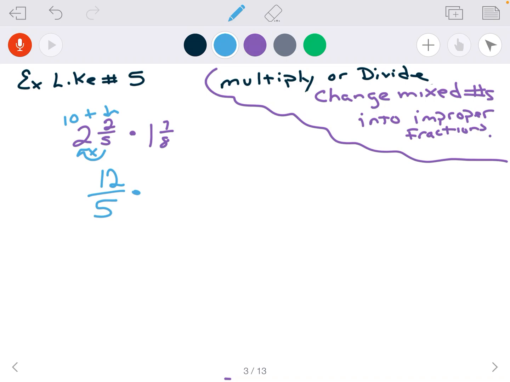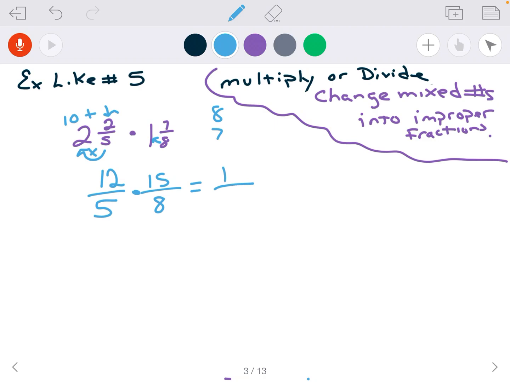I bring down the multiplication sign, it does not change. 8 times 1 is 8. 8 plus 7 is 15. So I get 15 over 8. When you are multiplying and dividing, you just multiply numerator by numerator and denominator by denominator. If you had to explain this, you would just say what you did. You would set up your problem there, and I'm going to do 12 times 15 in the calculator because I do not want to do the math. So 12 times 15, I get 180.